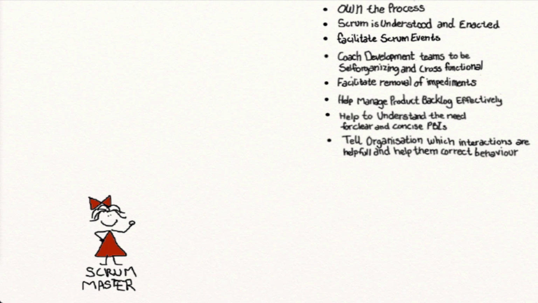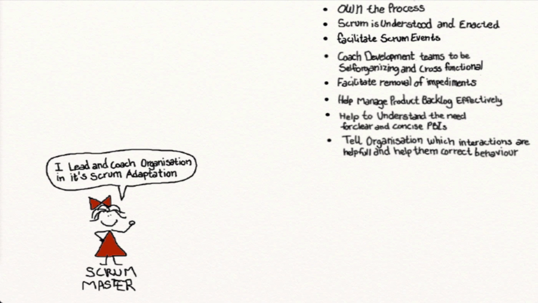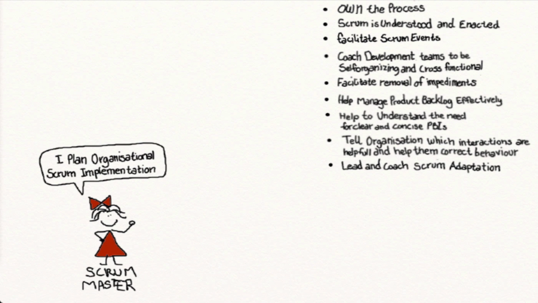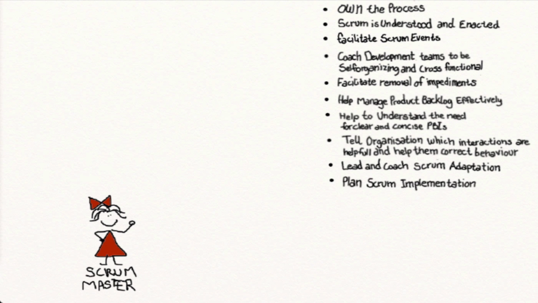As mentioned earlier, the second area of the Scrum Master's responsibilities is ensuring Scrum is understood and enacted both on the Scrum team as well as throughout the organization. Part of this is leading and coaching the organization in its Scrum adaptation and creating a plan for how Scrum is implemented throughout the organization.